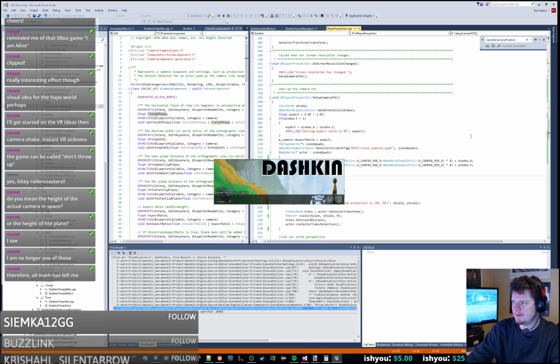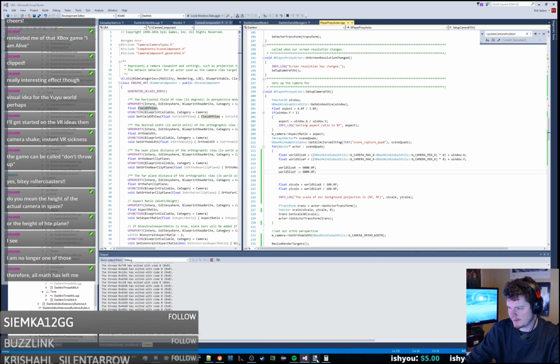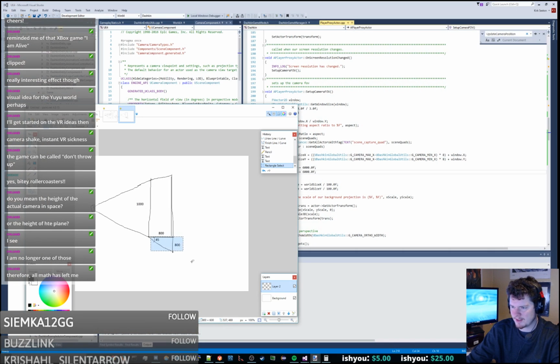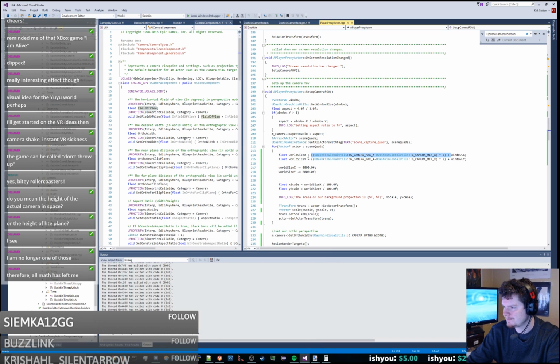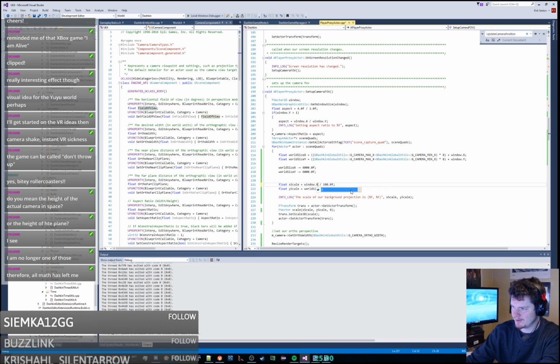Oh, what am I doing? This is completely wrong. This is not our math right here. This is just wrong. It's an orthographic projection. What am I doing? The height is exactly the same height as the window. The X scale and Y scale are literally just window X and window Y divided by 100.